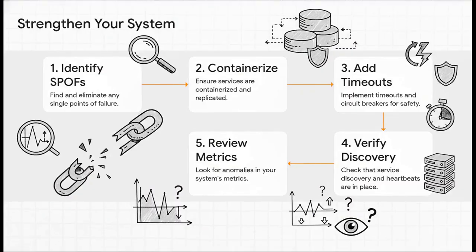So, what can you do with all this? What are the big takeaways? Well, here's a simple checklist to get you started. First, go hunt for those single points of failure. Then, make sure your critical services are containerized and you have more than one copy running. Go add some timeouts and circuit breakers. Check that your service discovery and heartbeats are actually working. And finally, get in the habit of reviewing your metrics to spot those weird anomalies early.